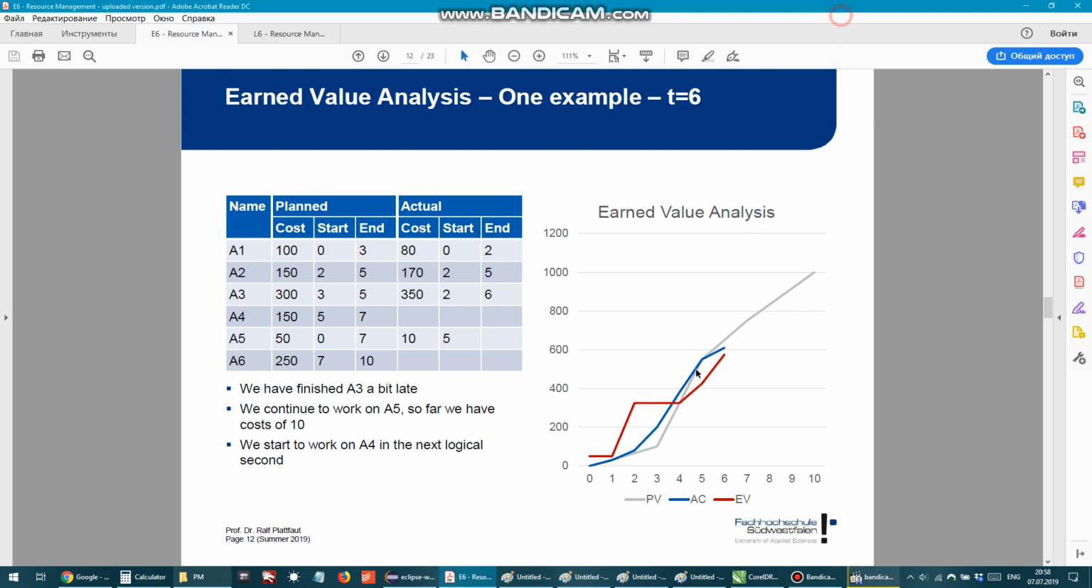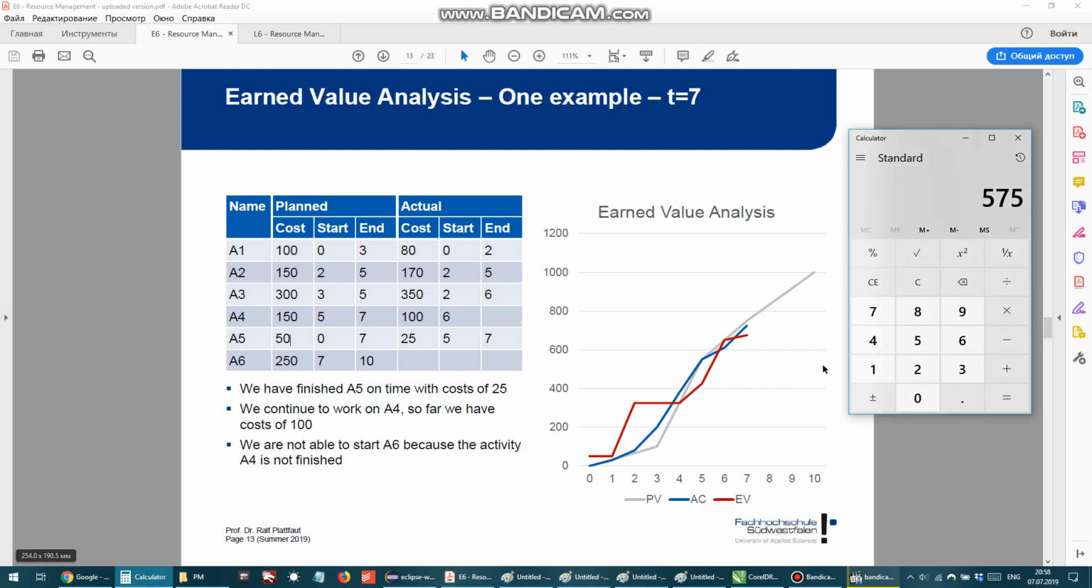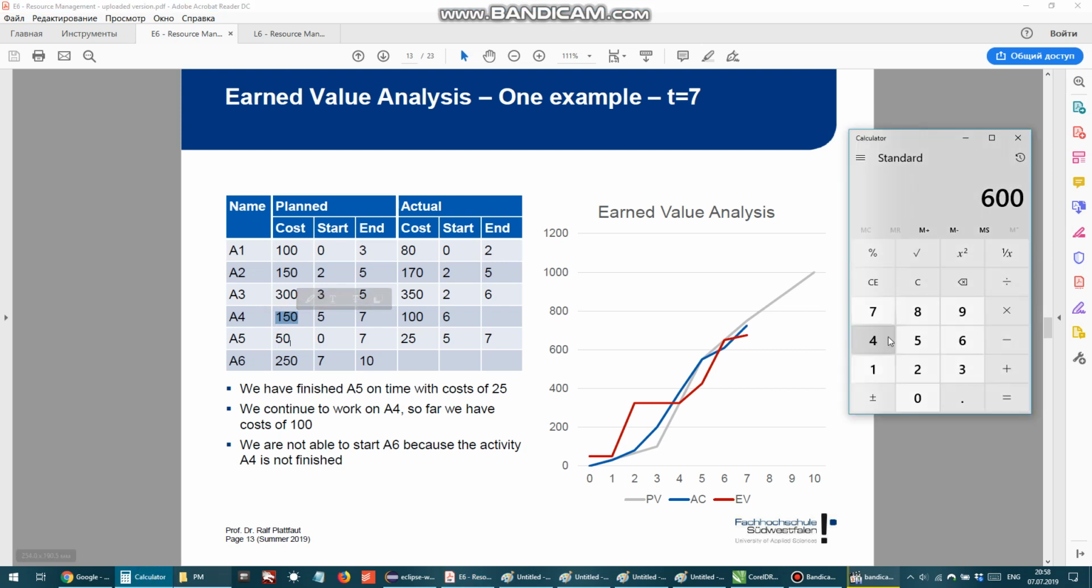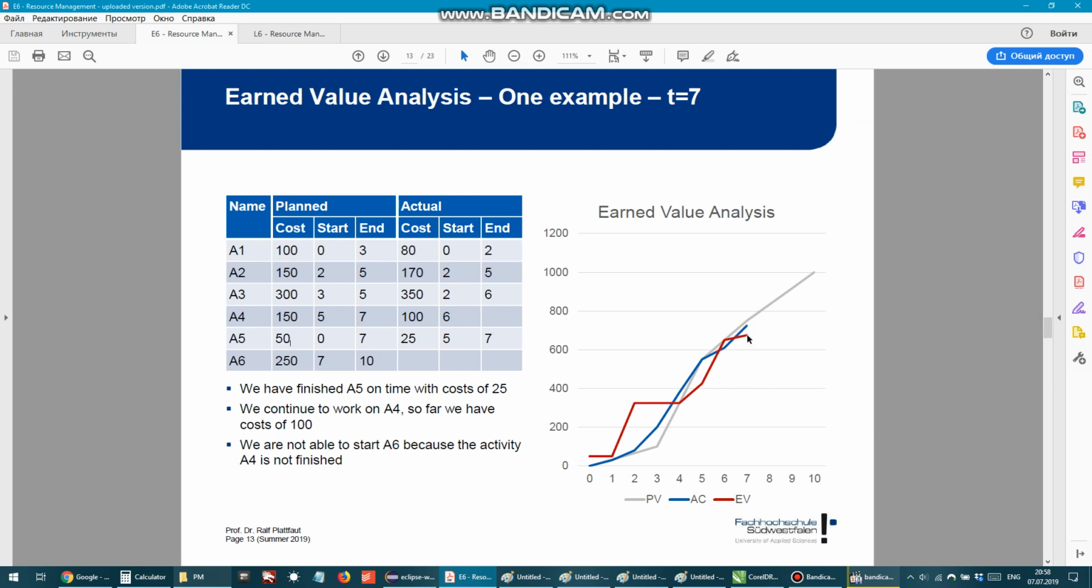I'll just skip it at this point. Now we move to day 7. On day 7, we find out that we finished this A5 task, so we have to add the rest, 25 of it. And I also see that we started this A4 task, so we have to take half of it, 75. So plus 75, 675. If we look at this point, it's approximately close to 700. If the middle line is 700, it's close to it, so 675.